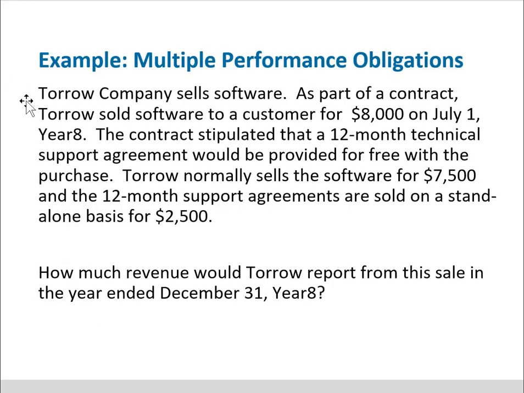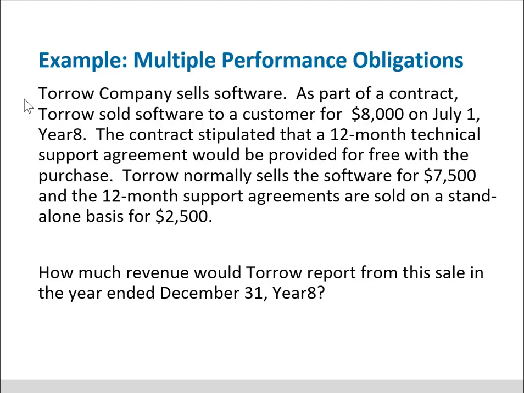Let's take a look at this example. We have Toro Company that sells software. They sold software to a customer on July 1st of year 8 for $8,000. In that customer's contract, it said that the customer was also getting 12 months worth of free technical support. So the customer is receiving software and 12 months worth of technical support.